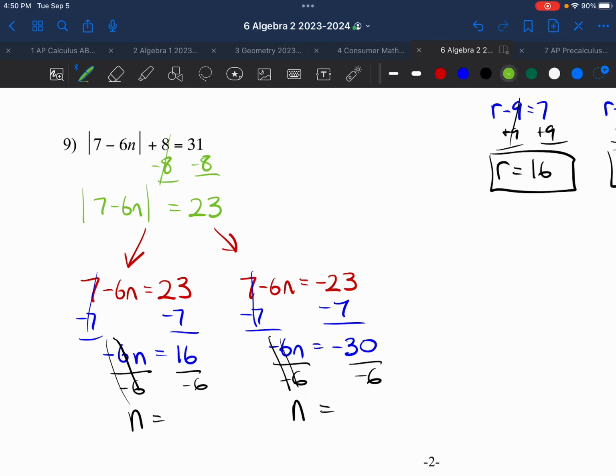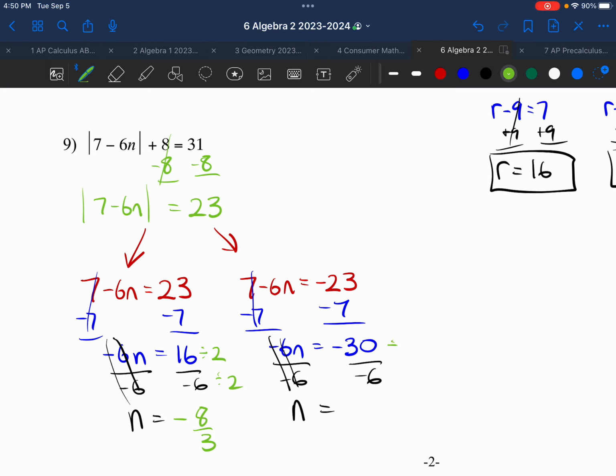All right, I can simplify, right? I can divide by 2, divide by 2. A positive divided by a negative is a negative. So the answer here is going to be a negative 8 over 3. Positive. So 6 divided by 2 is 3, Mr. Snell. Thank you.